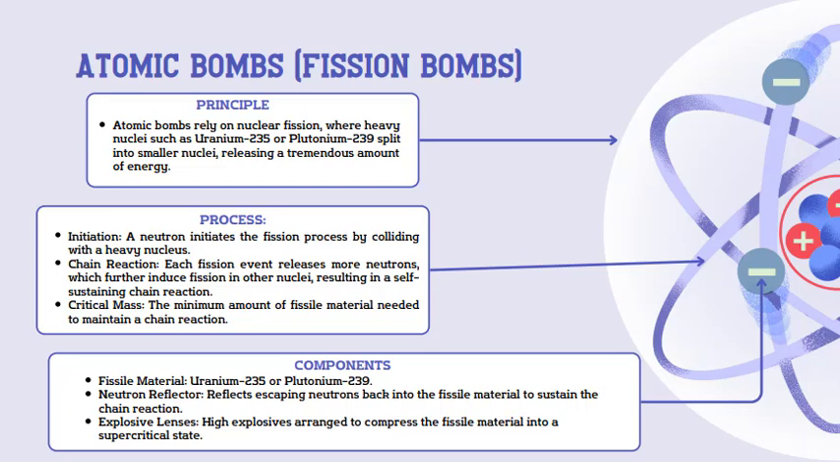The different components are the fissile material, which is the uranium-235 or the plutonium-239; a neutron reflector, which reflects escaping neutrons back into the fissile material to sustain the chain reaction; and the explosive lenses, which are high explosives arranged to compress the fissile material into a supercritical state.